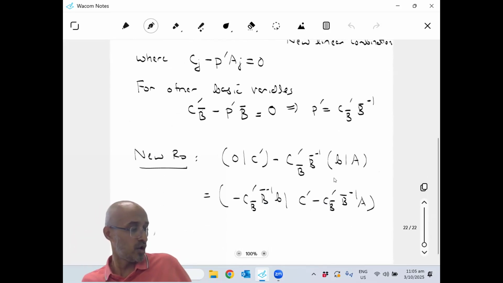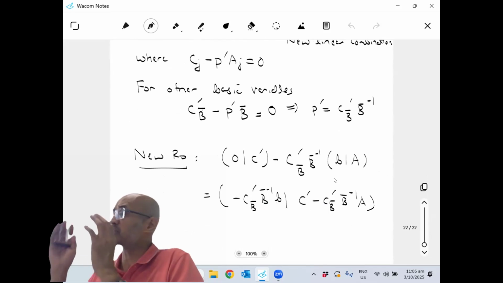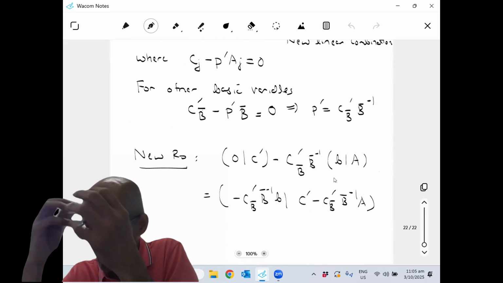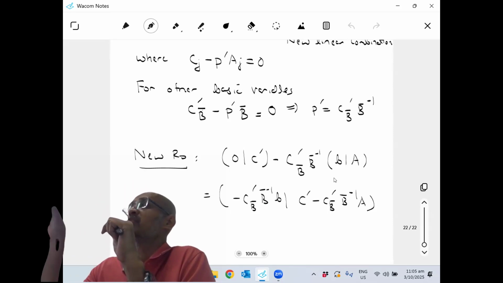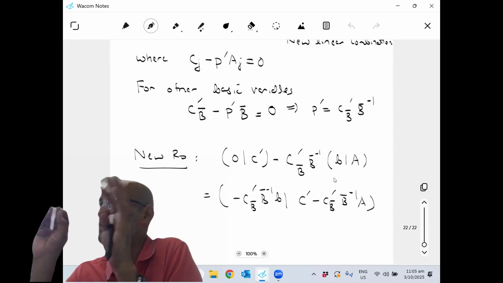So the point is that if you work through the linear algebra, all the steps, the simplex tableau is keeping track of the right numbers and is making the updates correctly.